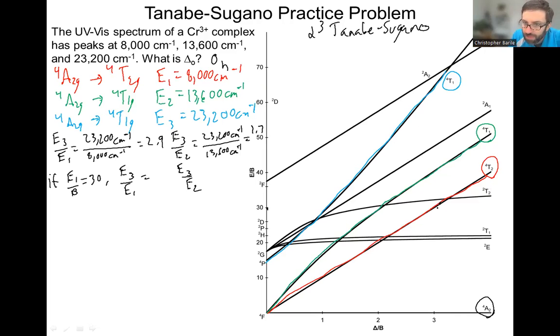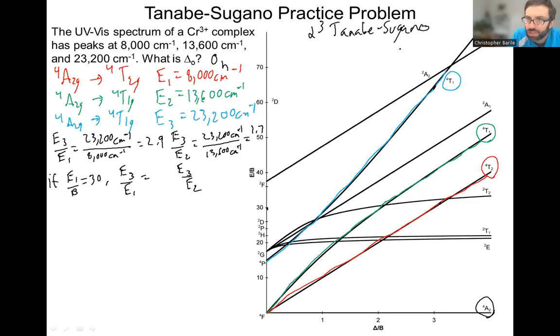So we need to figure out now, if I'm at this position, right around 3.1 delta over B, ligands with that strength, I'm going to get 30 for my E1 over B. So what is my value of my E3? I just go straight up from here, and you can see I'm about 60, call it 62. So my E3 over B is 62.